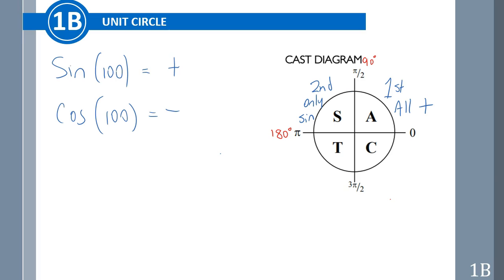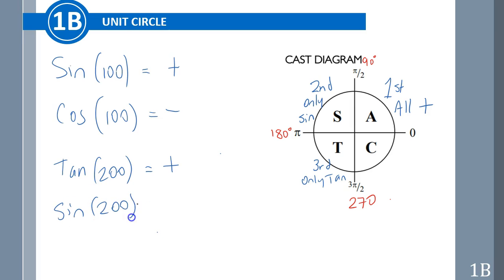Okay, if we look at the third quadrant here, from 180 to 270, only tan is positive. So tan of 200 will give us a positive answer, but sine of 200 will be negative. Okay, so between 180 and 270 degrees, only tan is positive.